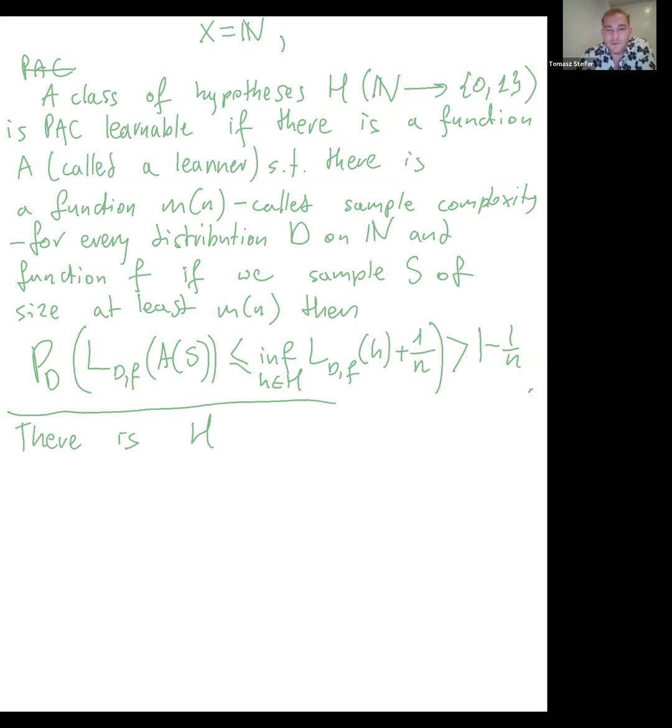So we're saying that if A outputs only things from H, then we will call it a proper learner. And otherwise, if it's allowed to output something from outside the class, we will say that it's improper. So there is an H which is PAC learnable, but not properly by a computable learner.